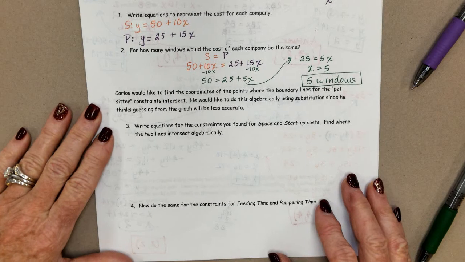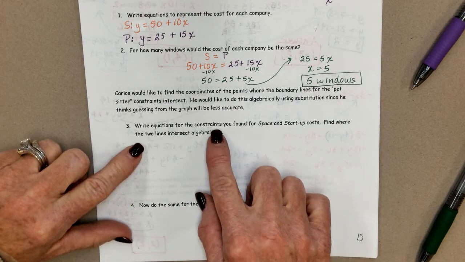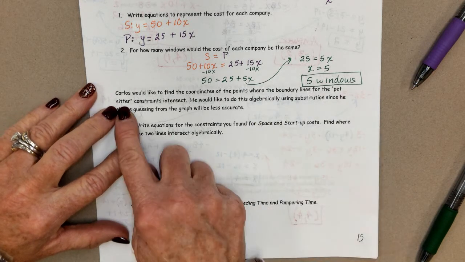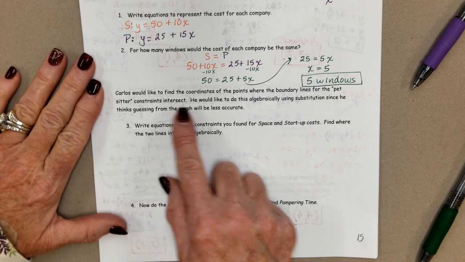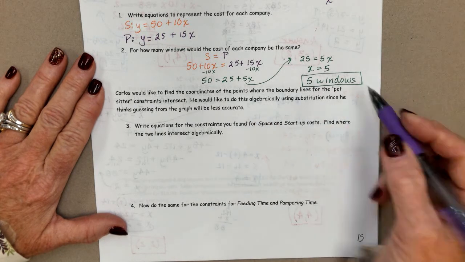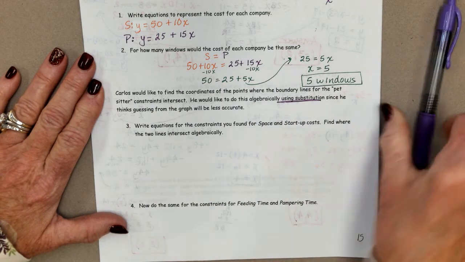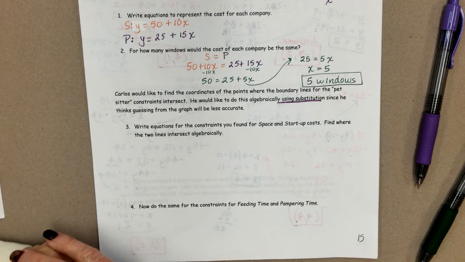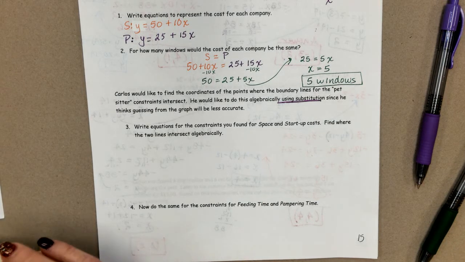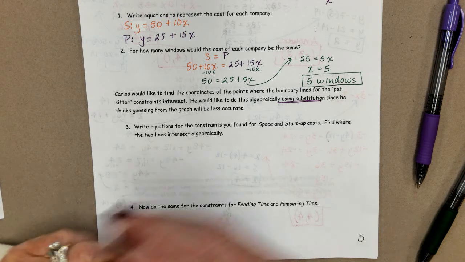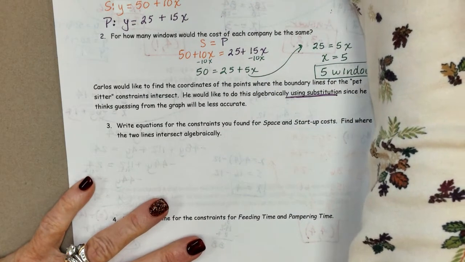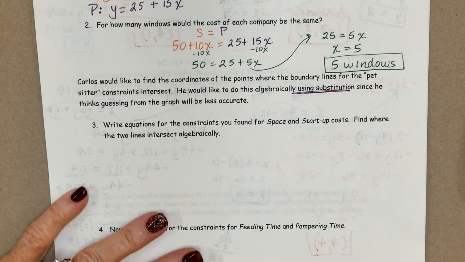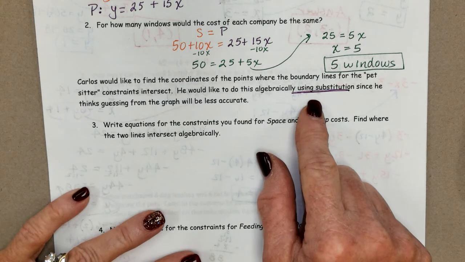All right, now Carlos would like to find the coordinates of the points where the boundary lines for the pet sitter constraints intersect. He would like to do this algebraically using substitution, since he thinks that guessing from the graph could be less accurate, which a lot of times it is. And we saw that. Sometimes when the lines intersect, they don't intersect at nice points. They intersect at weird spots. So we're going to algebraically solve these by using substitution.